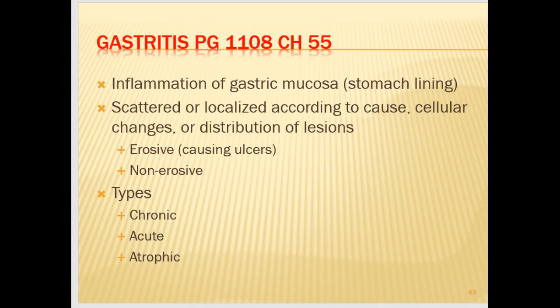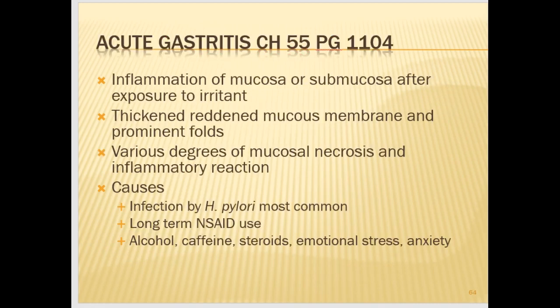If we look at gastritis on page 111 of your 9th edition of your book, in chapter 55, it talks about gastritis. It is an inflammation of the gastric mucosa. So here are some things that can go on. There are different types. In your book, there is a paragraph each, one about chronic, one concerning acute, and atrophic. Okay, so let's talk about acute.